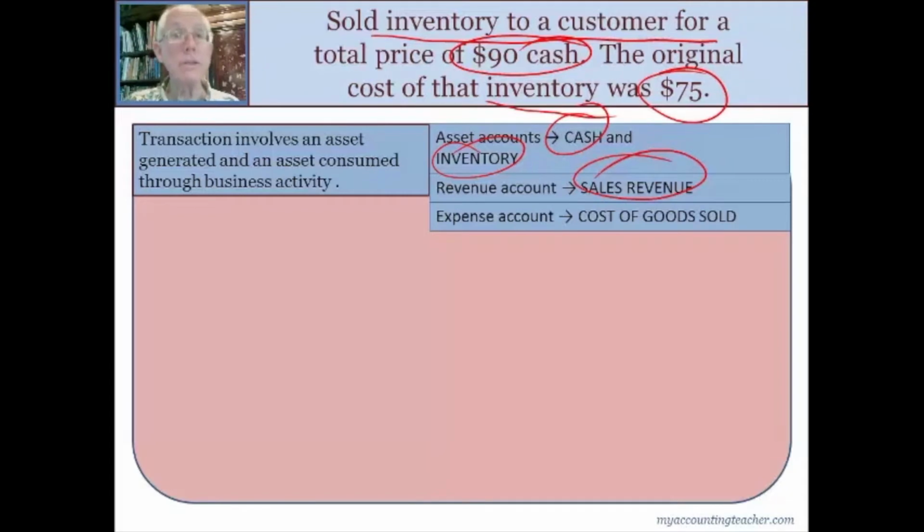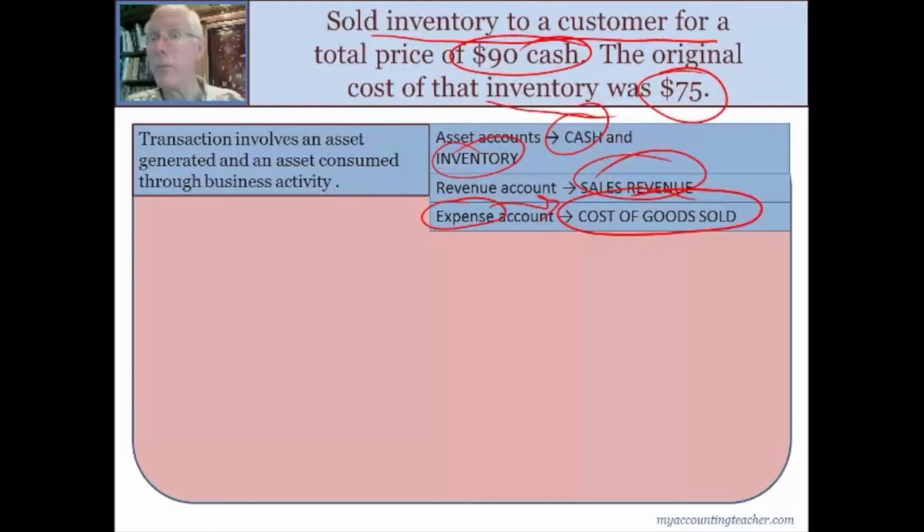And now I got an expense involved too. Expenses are assets consumed in doing business. And the particular name of this asset is cost of goods sold. Cost of goods sold is an expense. You say, well, I wish the word expense was in the title. Yeah, don't we all wish it? But it's too late. It's already said. It's the cost of goods sold. It's an expense. Cash and inventory are involved, and I've got a revenue and expense involved.